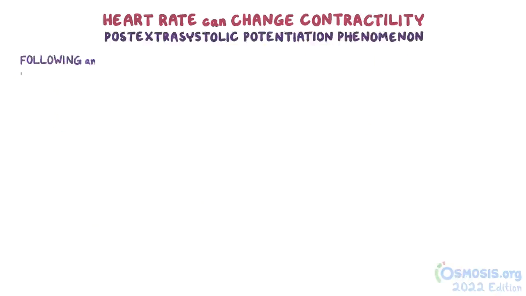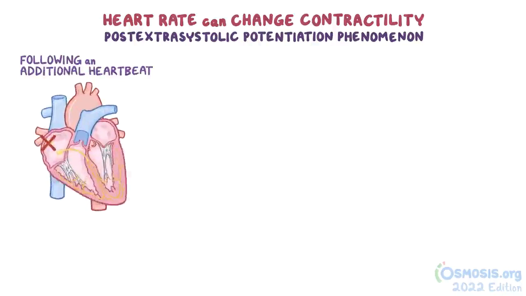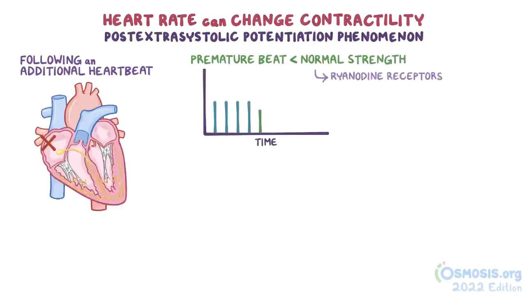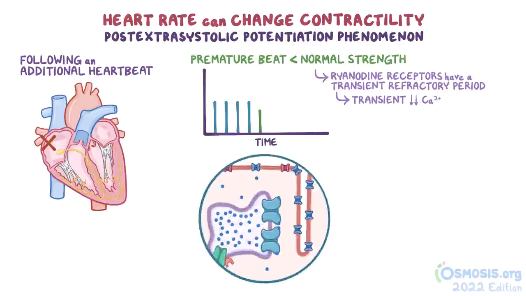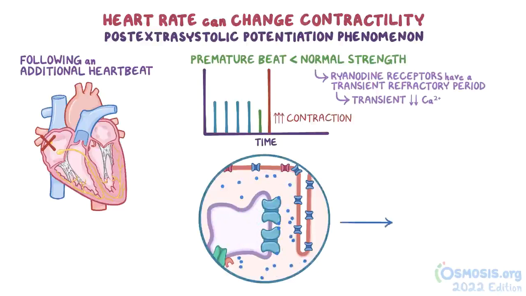Post-extrasystolic means following an additional premature heartbeat, so a heartbeat that is not commanded by the sinoatrial node for whatever reason. This premature beat has a less than normal strength of contraction, as the ryanodine receptors on the sarcoplasmic reticulum have a transient refractory period at this point, causing a transient decrease in calcium within the cardiomyocyte. After this premature beat, sarcoplasmic calcium load is increased, as this premature beat did not allow the sarcoplasmic reticulum to release calcium from the last two beats, and all of the calcium that's built up gets released together, resulting in an increased contraction. Sometimes that increased forceful contraction can be felt by those who are experiencing an extrasystolic beat.